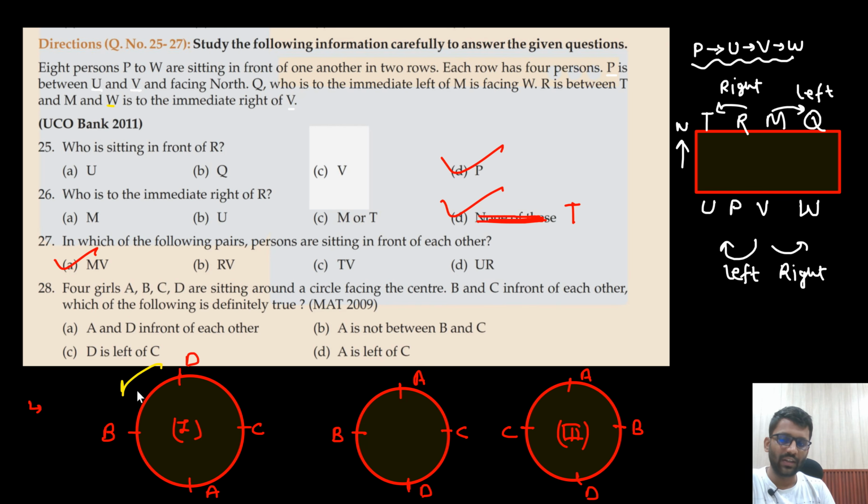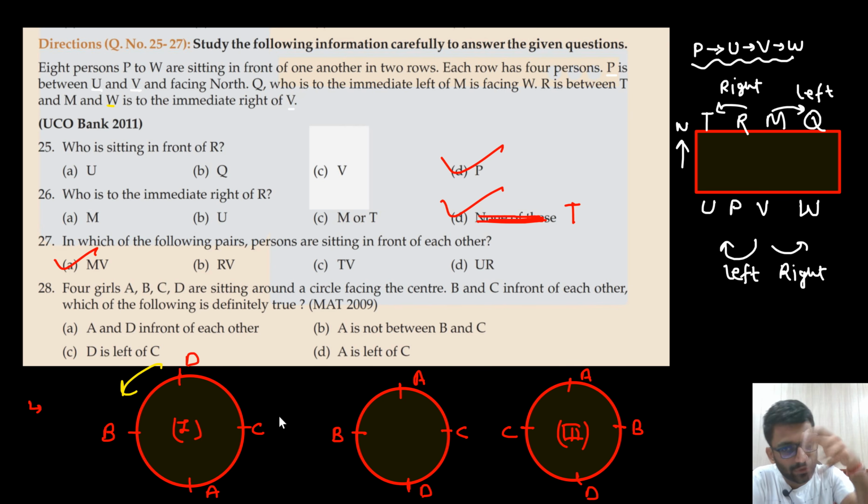Because if you just rotate D, D will come here, B will come here. And if you rotate again, D will come here, A will go there, and B will come here. So first and third are equal only. That's why I said that in circular arrangement, we will first fix one place. If I have fixed the place of B, that means the place of C is also fixed because C is in front of B.